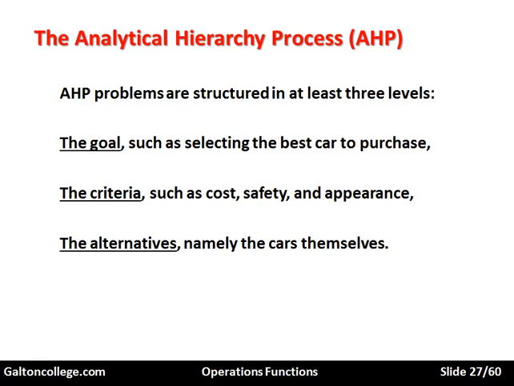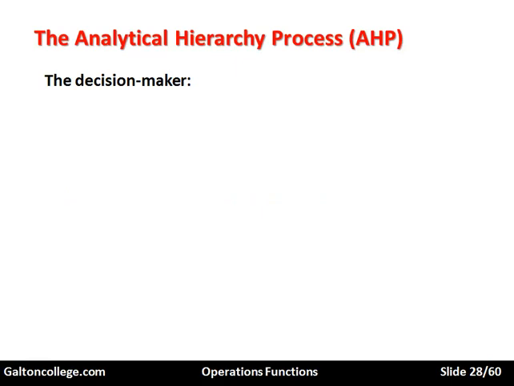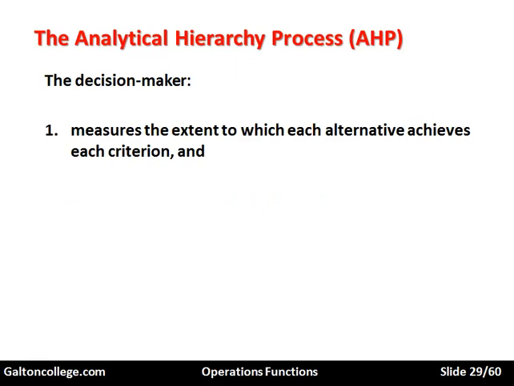We have to decide, in different ways, look at the goal, what we're trying to achieve, the criteria, how we're going to judge it, and looking at the alternatives. We'll have the same for buying a machine in a business as we would have for buying a car. We simply have to make a decision, and we have lots of factors to take into account. Now, the decision maker measures the extent to which each alternative achieves each criterion.